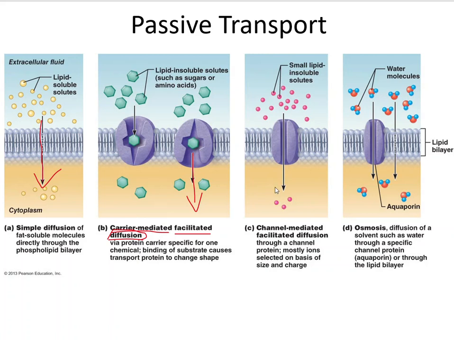Channel mediated, we talked about those. These guys are going to have the right charge and the right size, and they're able to move in, and they are going downhill as well. Osmosis, there are things called aquaporins, but a lot of this water can just go straight through, even though it's charged, because it's so small.